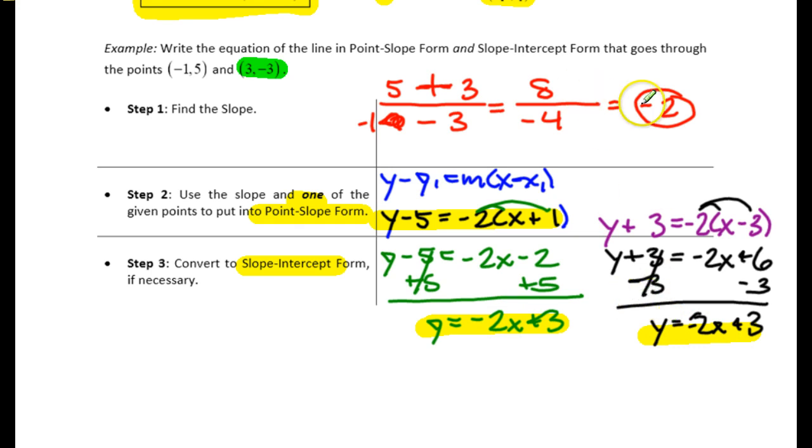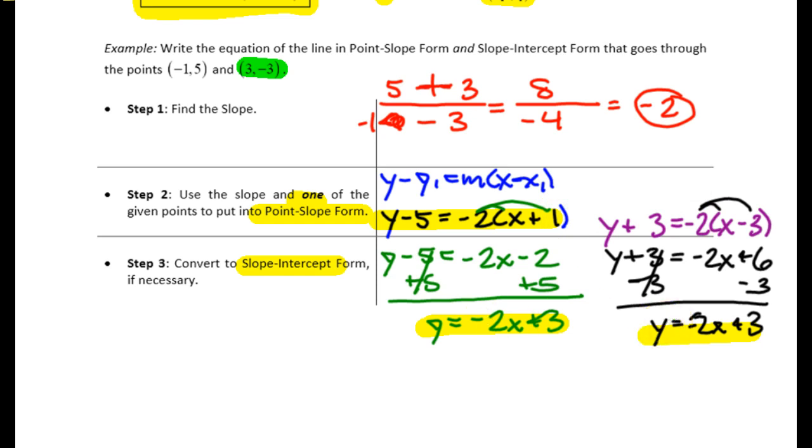Okay, so once again, it all depends what they give you. If they only give you two points and you don't have a slope, the first thing you do is find the slope. Once you've got the slope, you take the slope and one of the points, put it in point-slope form. Like we did with the first point or the second point, doesn't matter. Because if you do it properly, when you simplify it to slope-intercept form, it'll come out the same.